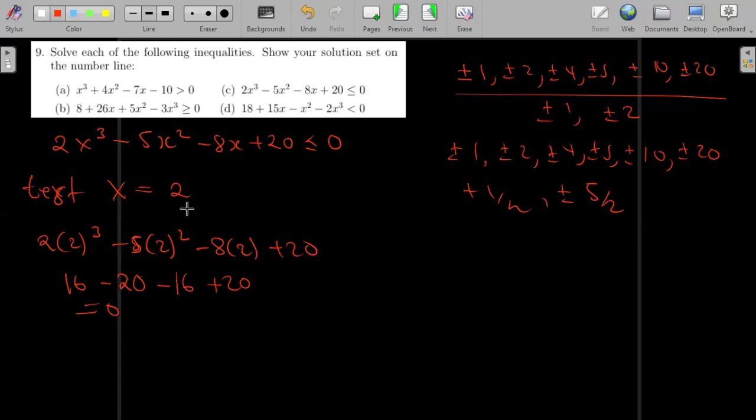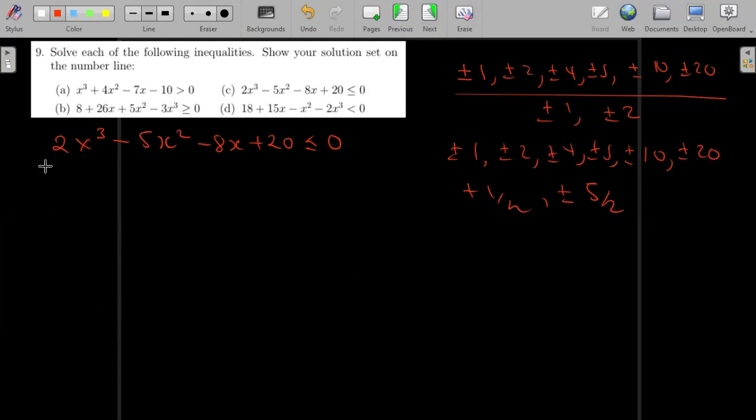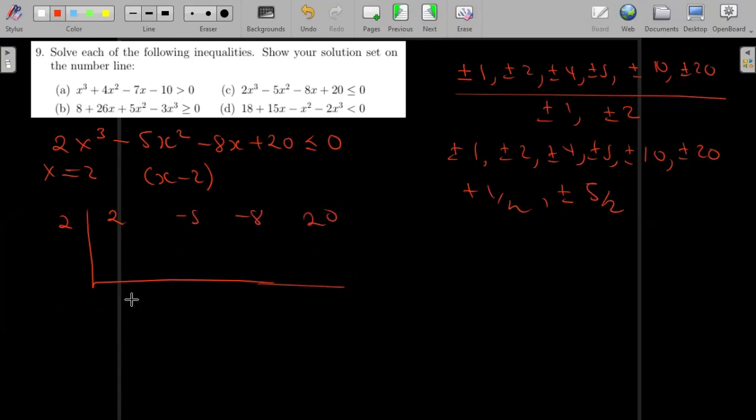So x equal to 2 is a root of this, and if x equal to 2 is a root, that means x minus 2 is a factor of this. So then I can use synthetic division. I say 2 there, then I get the coefficients like that, 2, -5, -8 and 20. Just bring down the 2, 2 times 2 gives you 4. Here you add, you get -1, multiply gives you -2. You add this, you get -10, multiply, you get -20, and this gives you 0.